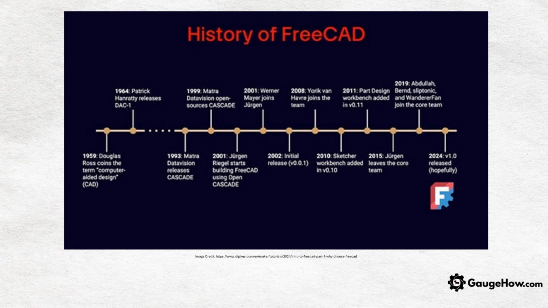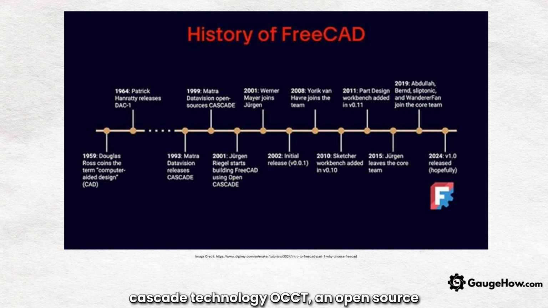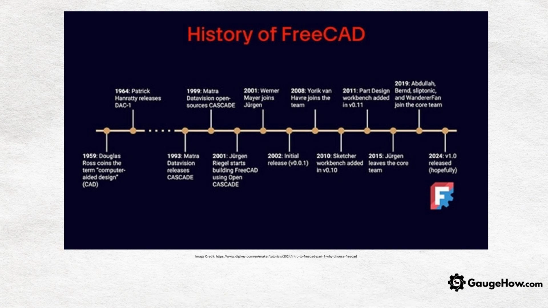In the 1990s, Matra DataVision released Open Cascade Technology (OCCT), an open source software development platform for 3D CAD, which became the foundation of FreeCAD. In 2001, Jürgen Riegel began developing FreeCAD utilizing OCCT and released the first version in 2002. From 2015 to present, continuous development and contributions from a global community have enhanced FreeCAD's functionality and stability. You can learn more about FreeCAD history on its website.